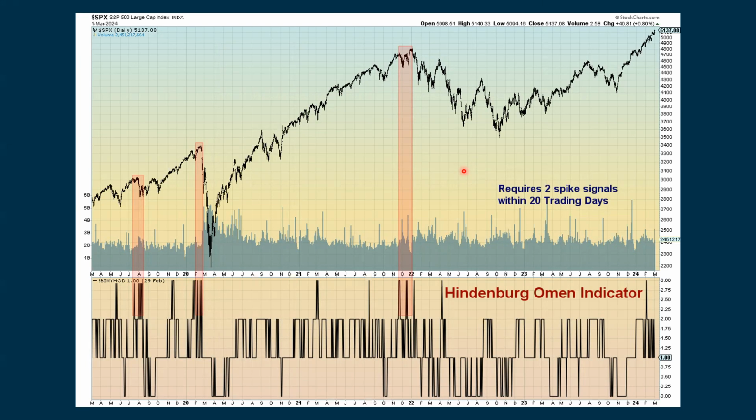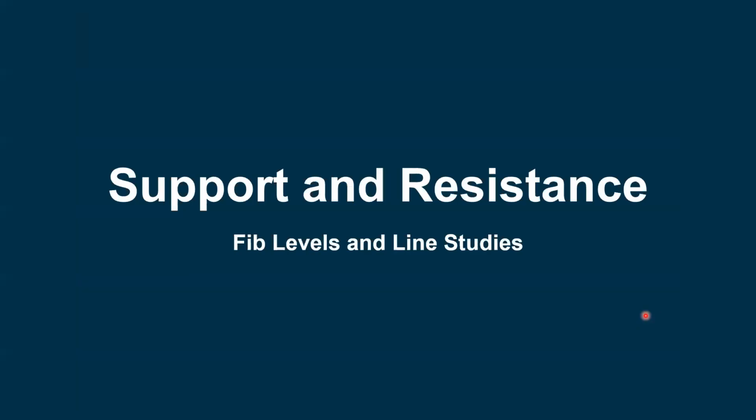We did have an initial Hindenburg-Ullmann signal that was triggered, I believe it was February 1st. We're coming into March now, and we're not seeing a confirmation. What you have to see are two spike signals, that's these upper signals here, within 20 trading days, or roughly a month from each other. And this is not confirmed for right now. So we still look at this, but it's not really telling us anything for the time being.